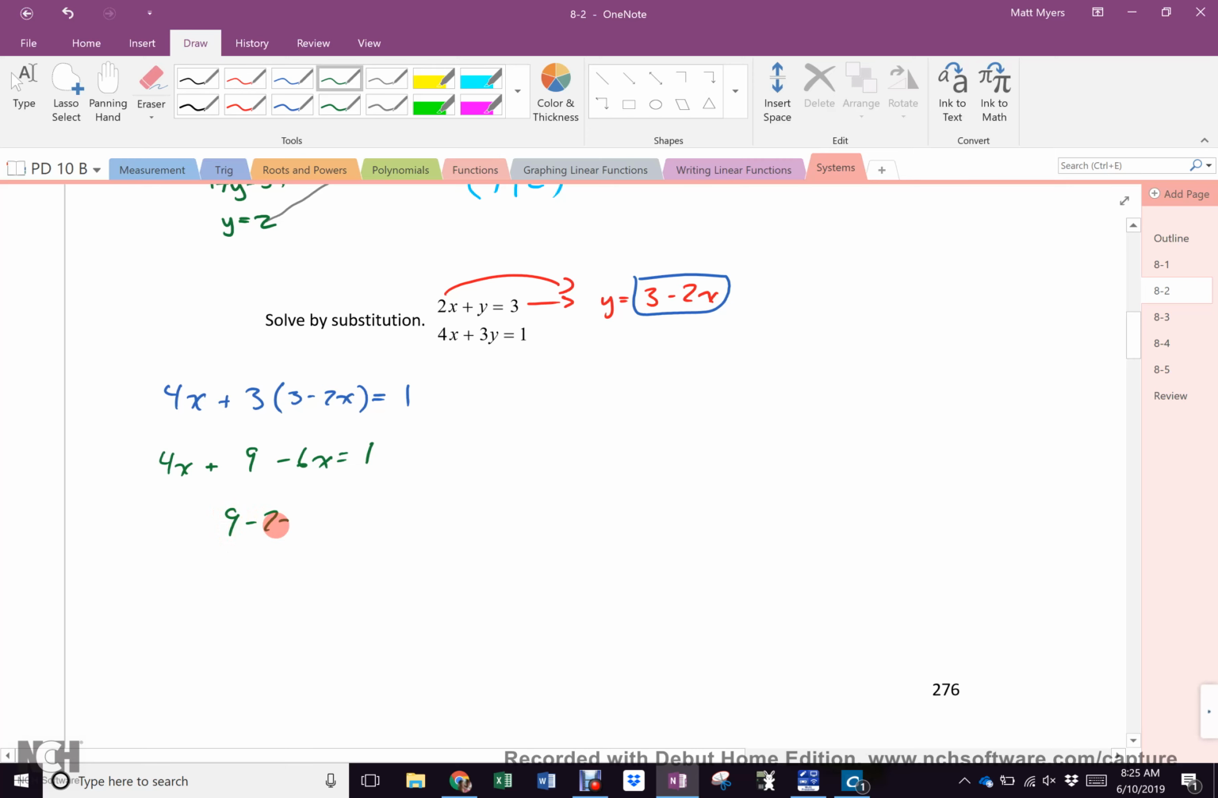I would do 9 minus 2x because it's less cumbersome, but it would be the same thing. Now what? Negative 2x equals negative 8. X equals 4. When x equals 4, I now must seek a y value. Does one of the equations I have to work with give me the y value?